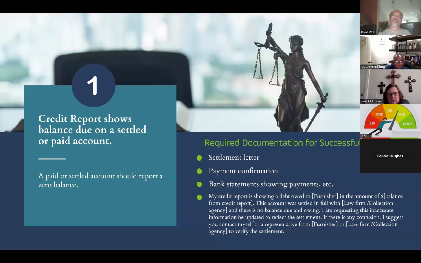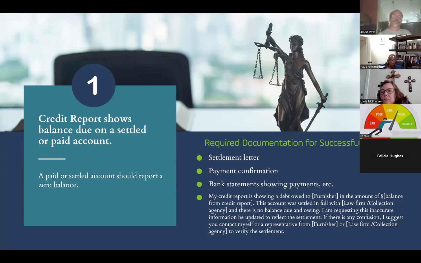So this is a very common one. The credit report shows that there's a balance due, but this has been settled or paid in the past. So when you do your client consultation, and this is where you would find that out, because you would go through all the negative reports and they would say, "Hey, I paid that 6 months ago," or "I paid that a year ago." So then you would ask them for a statement showing that you paid that, a settlement letter, payment confirmation, a bank statement.